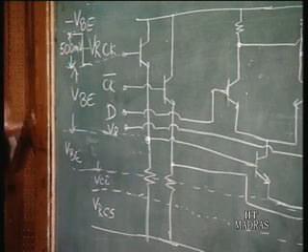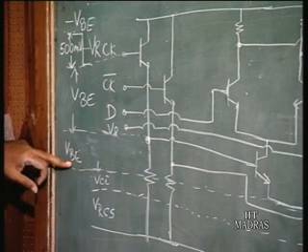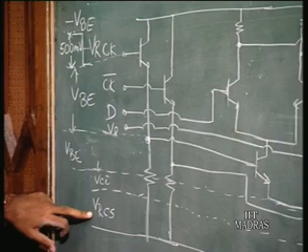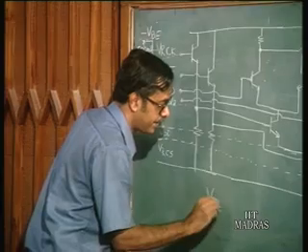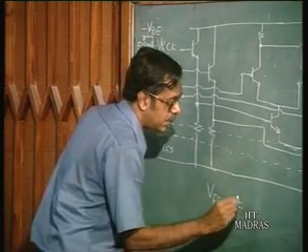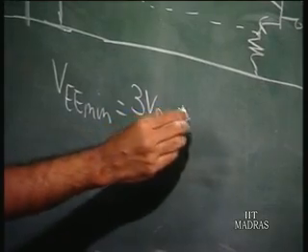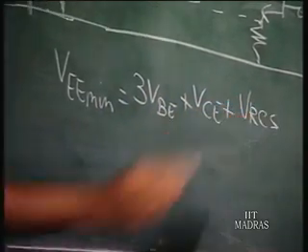Okay. So, in total you have how much? 3 VBE plus VCE plus VRCS. Okay. So, VEE minimum is equal to 3 VBE plus VCE plus VRCS.